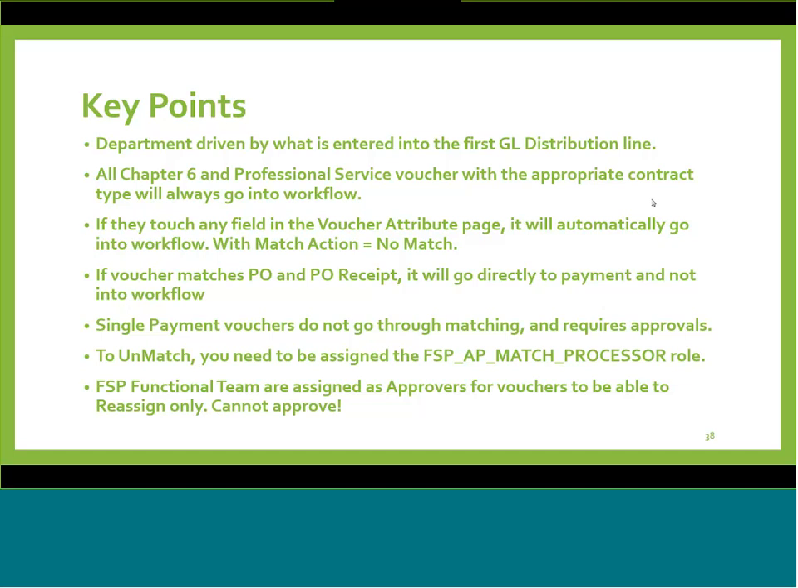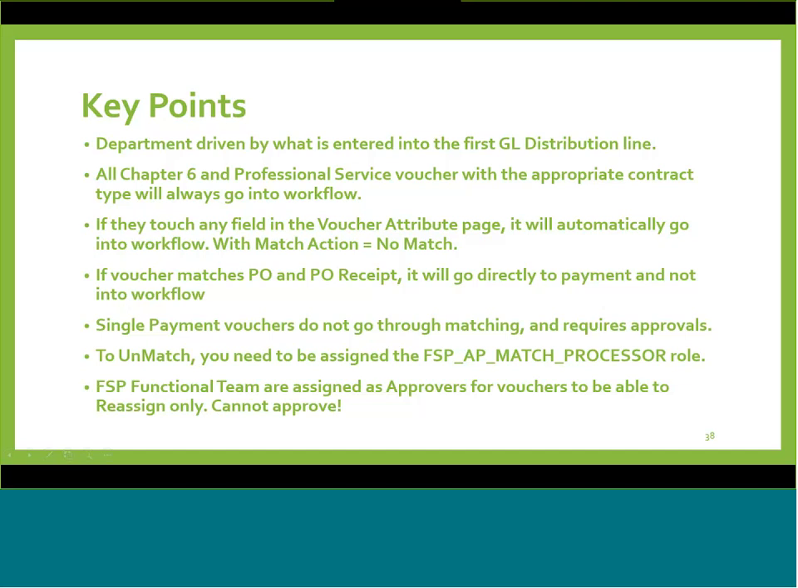Gotcha. Okay. Great. And then I just wanted to reemphasize again, because we're seeing this a lot, and it's mostly with the converted contracts, that somehow when they were converted over they didn't have the correct contract type for Chapter 6 and professional services. So when they put it in, it doesn't go into the workflow. And it goes right to pay, and it could be $8 million. And so then we have to pull them back. So please make sure any of your converted contracts have the correct contract type. So they can change that, right? Yes. Okay, great. Yes. All right, good.